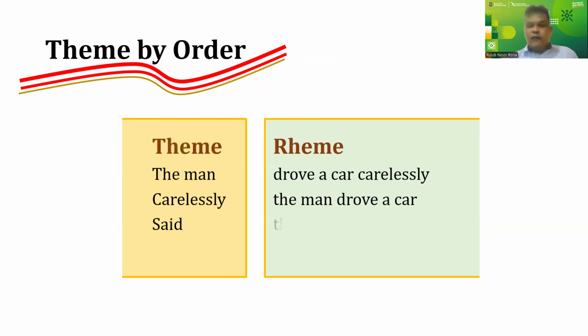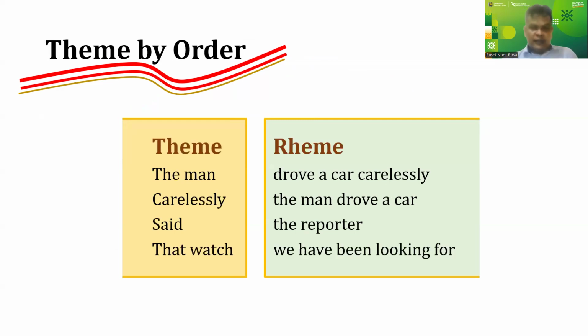Now, let's see four clauses. Please look at these four clauses carefully. You can find here that whatever comes first in the clause serves as the theme of the clause. So the theme of the first clause is the man, and the theme of the second clause is carelessly. The theme of the third clause is sad, and the theme of the last clause is that watch. You can find that the theme position is occupied by different elements of a clause.